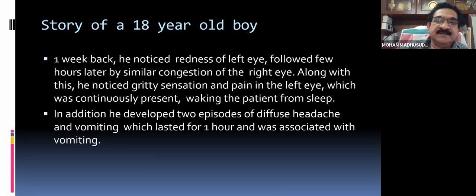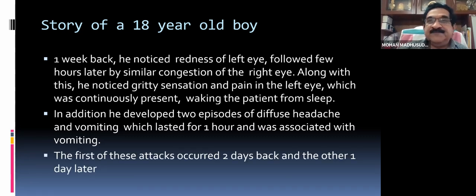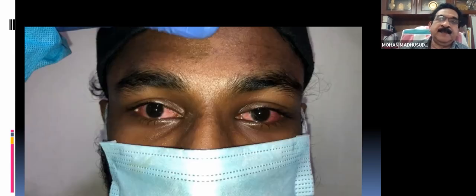In addition, he developed 2 episodes of diffuse headache and vomiting, which lasted for 1 hour and were associated with vomiting. The first headache occurred 2 days back and the second occurred 1 day later. So this congestion and gritty sensation were followed by 2 episodes of headache and vomiting. Headache was diffuse, not unilateral.